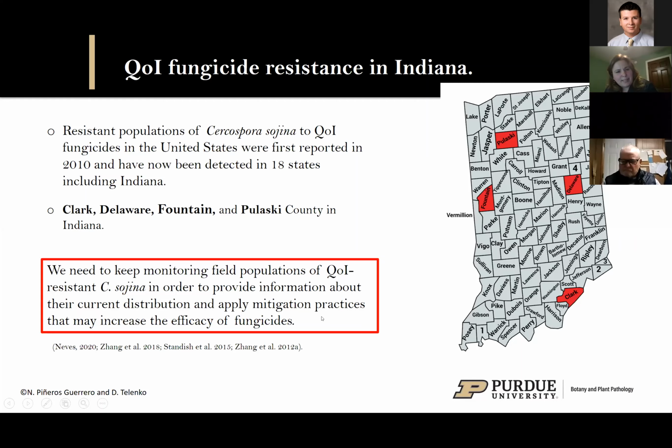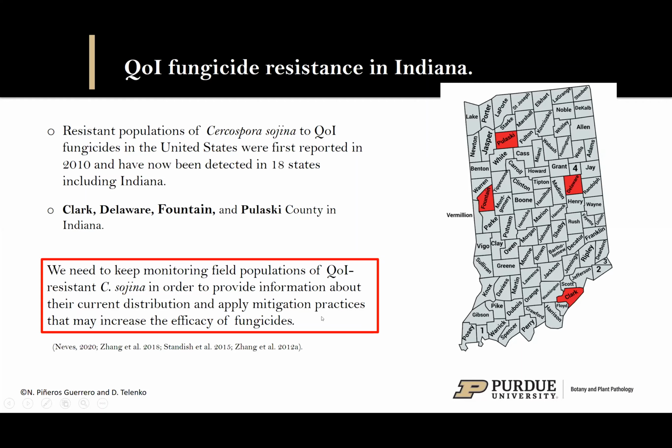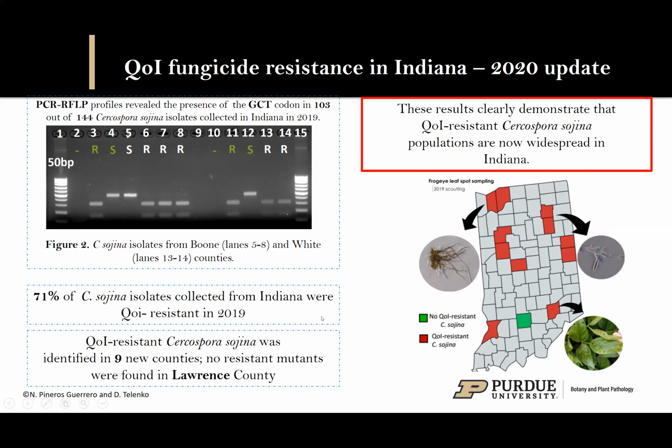So in 2019, we were able to collect a number of samples from 10 counties across the state, and of those 10 counties and 144 different isolates that she collected in 2019, 71% of them were resistant to the QOIs. They contain that one gene switch that causes that pathogen population to be resistant to those strobilurin fungicides. We did have one county, though. We were not able to find any resistant mutants from that county, Lawrence County, we still haven't been able to find that. So again, we've now added 9 new counties. This is from the 2019 sampling.